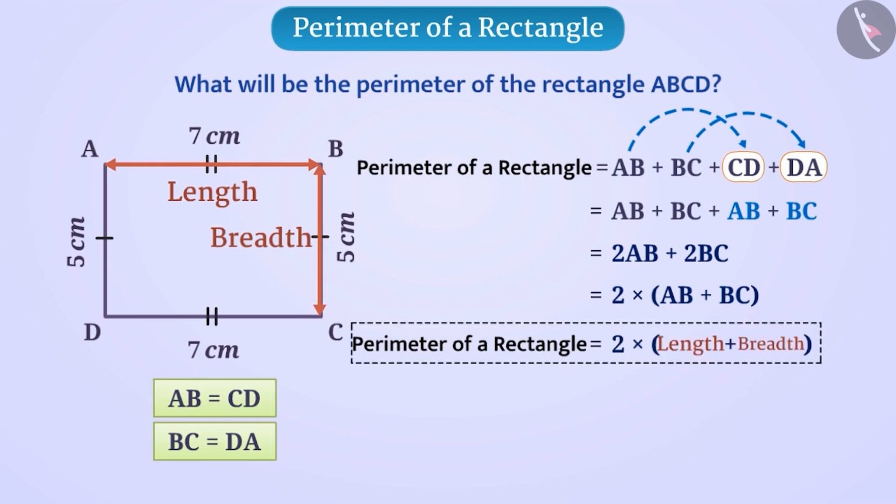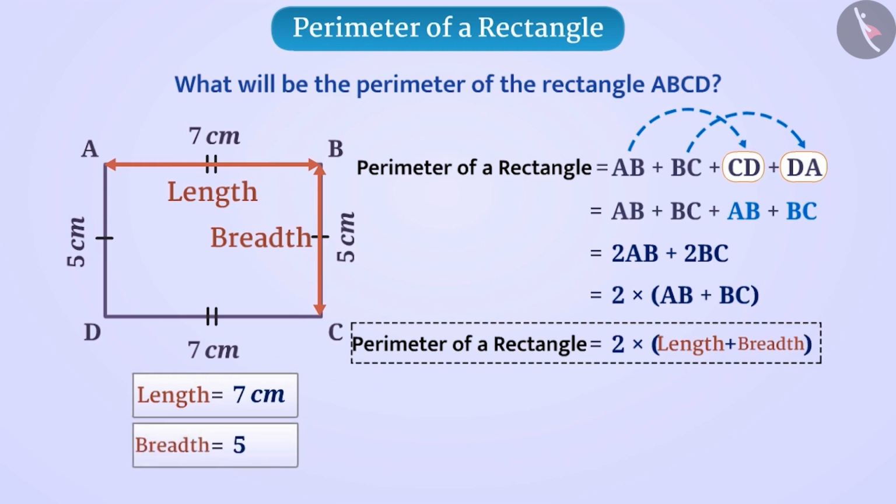plus breadth). Since length is equal to 7 cm and breadth is 5 cm, the perimeter of the rectangle is equal to 2 into (7 cm plus 5 cm), which is equal to 2 into 12 centimeters, which is equal to 24 centimeters.